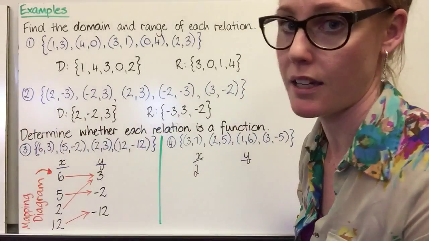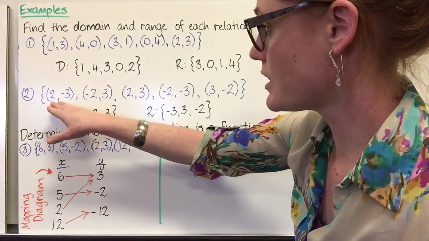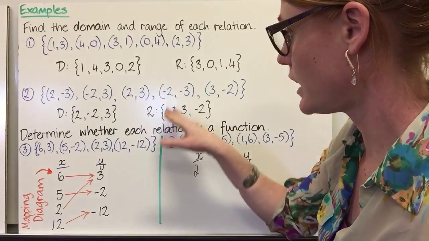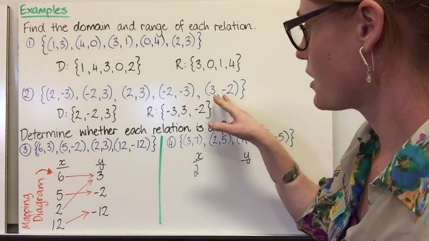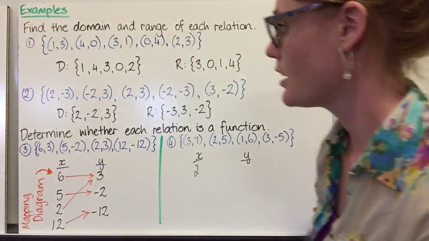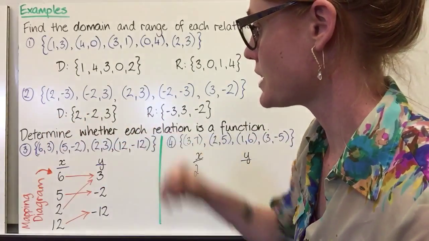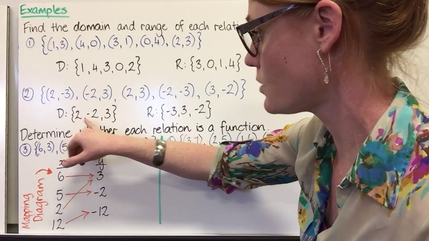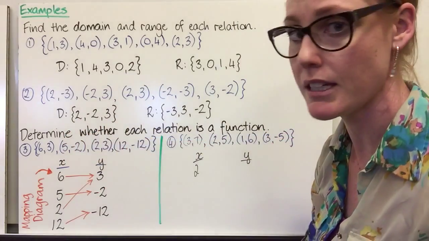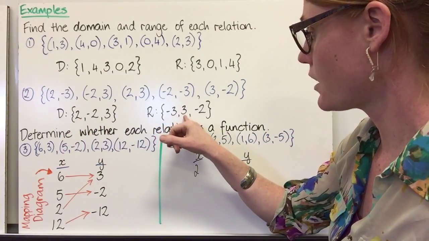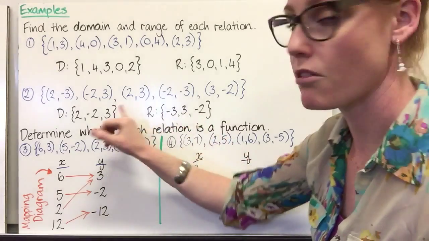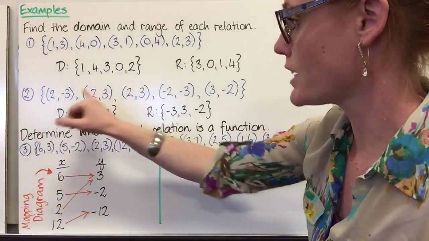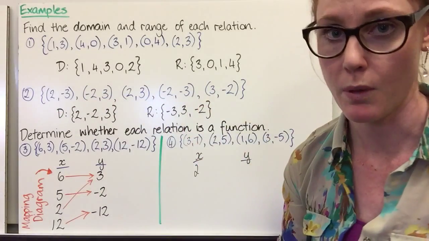So let's have a look at the second example. Our relation is (2, -3), (-2, 3), (2, 3), (-2, -3), (3, -2). To separate our domain values and our range values, we list the values. So we have 2, -2, and 3. And we have -3, 3, and -2. Remember, we're not repeating any of the domain or range values that have been repeated within the relation.